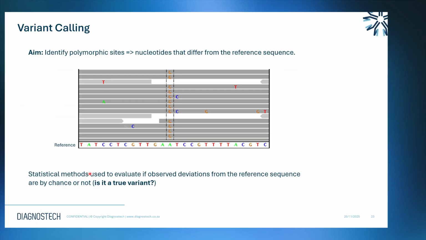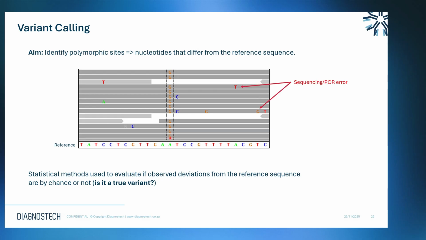All right, so once we have aligned, we are now ready to actually start calling variants within the genome. The aim here is to identify polymorphic sites, so nucleotides that differ from our reference sequence. Looking at this example, we can see that the reference at the bottom at this position should be an A, but we have mostly G's being called. So this could be a homozygous variant, where every position called is different to the reference.